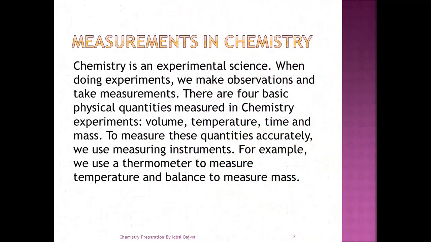Measurements in chemistry. Chemistry is an experimental science. When doing experiments, we make observations and take measurements. There are four basic physical quantities measured in chemistry experiments: volume, temperature, time, and mass. To measure these quantities accurately, we use measuring instruments. For example, we use a thermometer to measure temperature and a balance to measure mass.